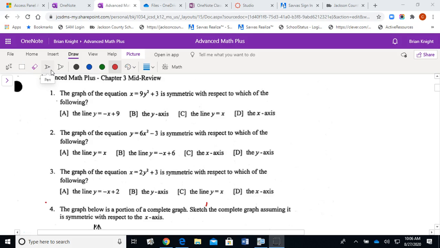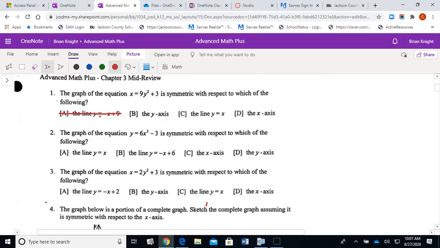So 1, 2, and 3, you had to decide if it was symmetric with respect to which of these lines. We've already talked about it: each question is going to have one line that we didn't even talk about. You know that one's not the right answer. A, where it says y equals negative x plus 9, we did not mention that anytime during our class, so you know that's not the answer.